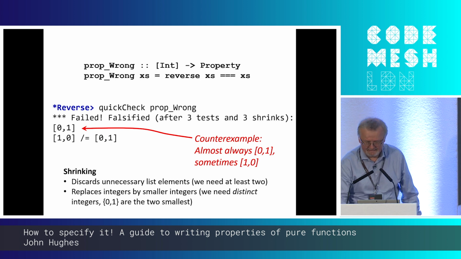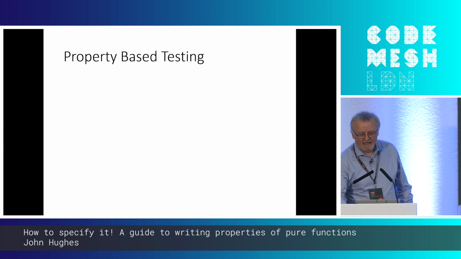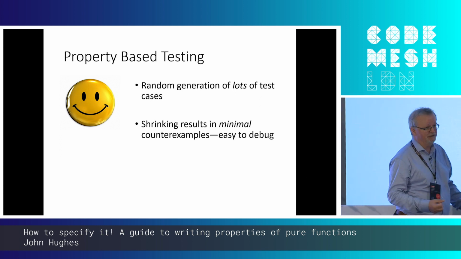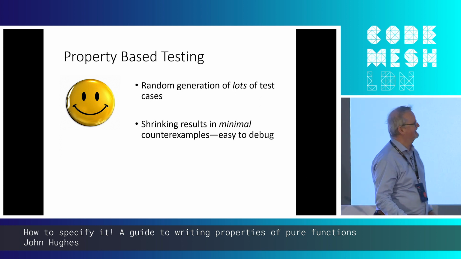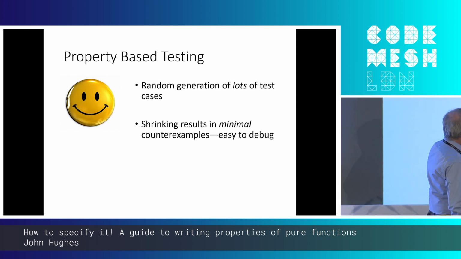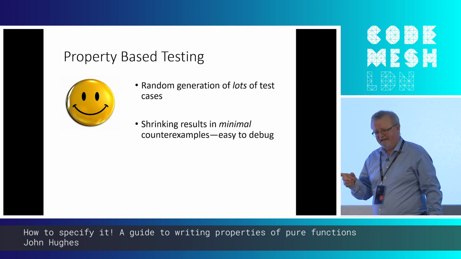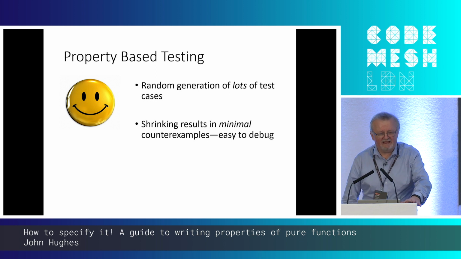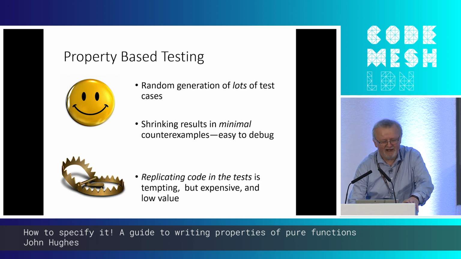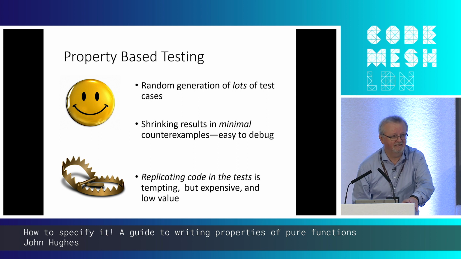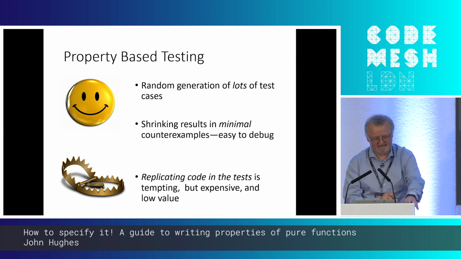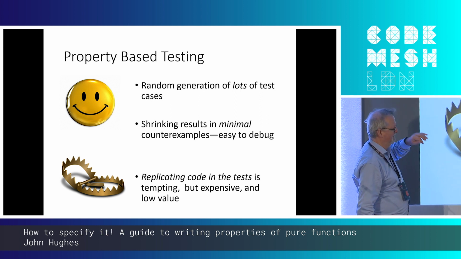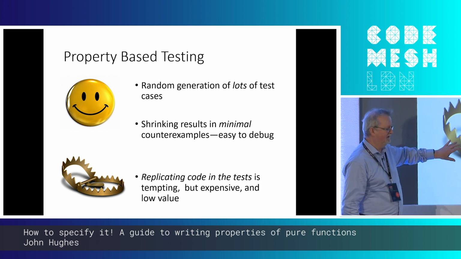OK, so that's a quick run-through of property-based testing. We've seen the really great things about it, that by using random generation, we can run lots and lots and lots, thousands of different test cases. And secondly, that shrinking ends up giving us failing tests that are minimal, and as a result, really easy to debug. But we have also seen the trap that lurks in property-based testing, that it is quite tempting to replicate the code in the tests. And if you do that, you'll pay a high price and you'll get low value.